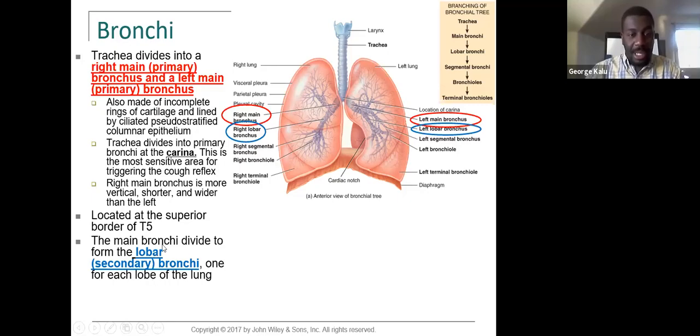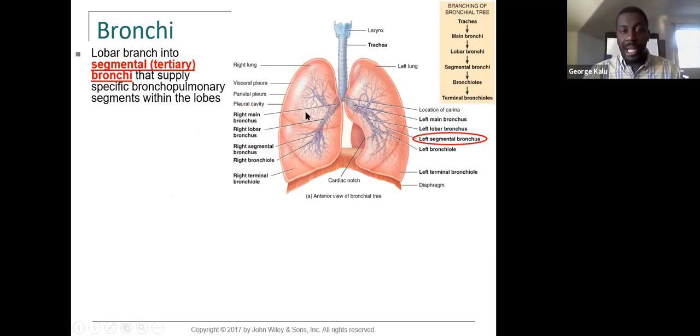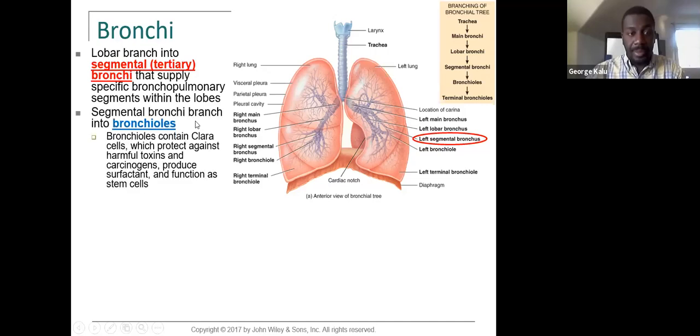All right. So we have our right main bronchus dividing into the lobar bronchi, and then the lobar bronchi will divide further into the segmental bronchi, sometimes called the tertiary bronchi. The segmental bronchi supply specific bronchopulmonary segments with oxygen within each lobe of the lung. Each lobe, as we'll look at in a bit, has multiple different bronchopulmonary segments, and each of those will be supplied by a segmental bronchus. From there, the segmental bronchi will divide into the bronchioles.